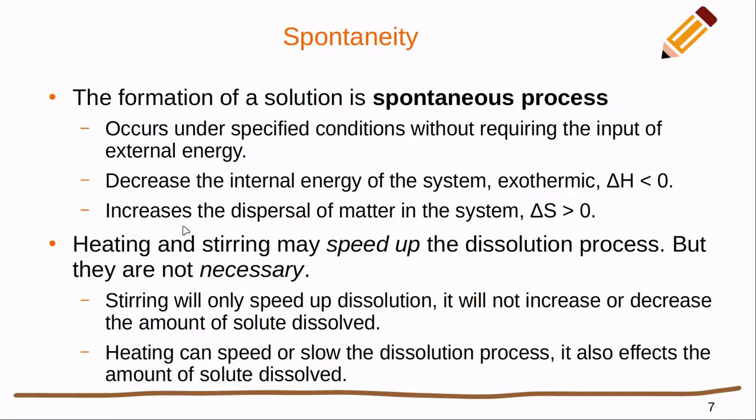The second is the increase in the dispersal of matter in the system. And mathematically, this means that our entropy, which we haven't discussed yet, is going to be positive. All right. This is typically always going to be true for a solution. This is often true. The majority of cases it's true, but it does not necessarily have to be true. And we're going to talk about that a little bit more in a minute.